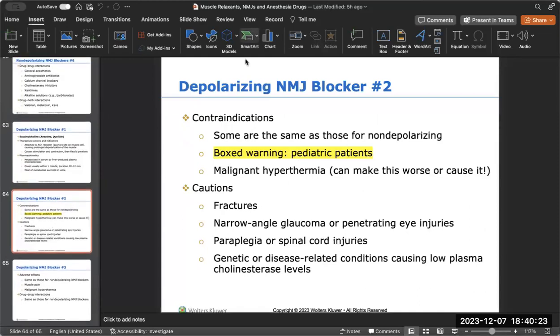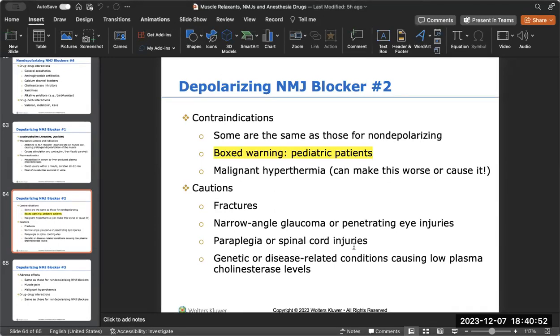So, contraindications: you cannot give this to kids. It's really not good for kids. We really don't want to give succinylcholine to kids. Malignant hyperthermia, because it can cause it or make it worse. Cautions include fractures, narrow angle glaucoma, or eye injuries. Remember, we're causing muscle contraction and then potential weakness. So that would not be good for the eye muscles.